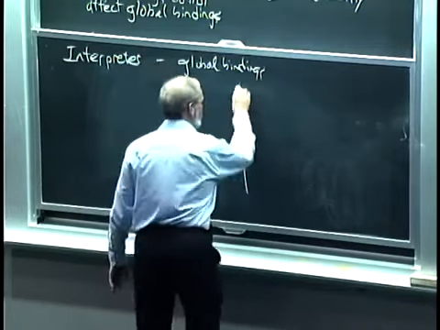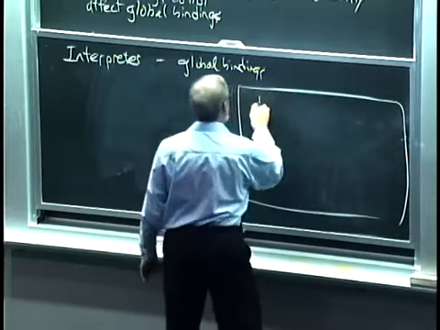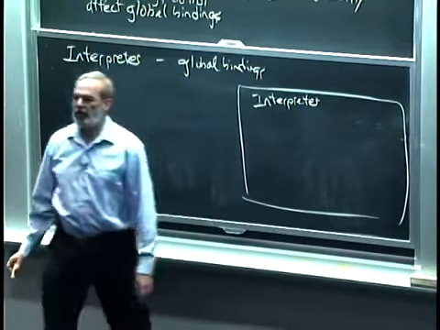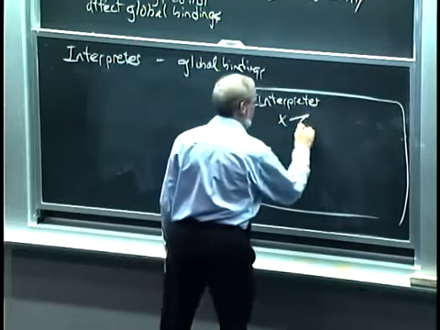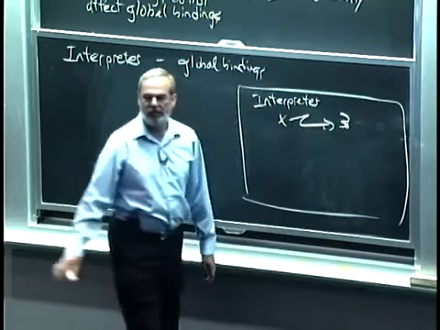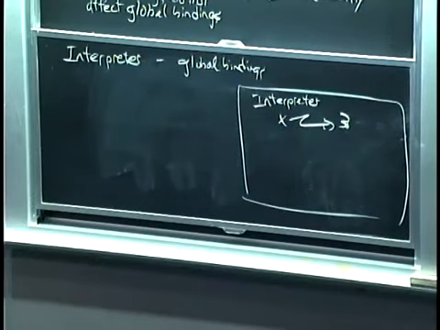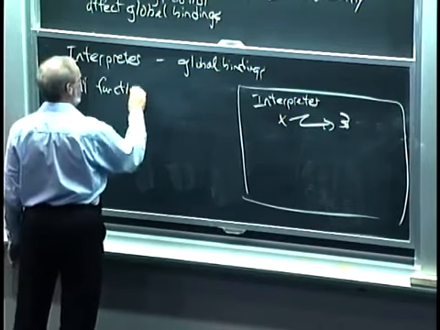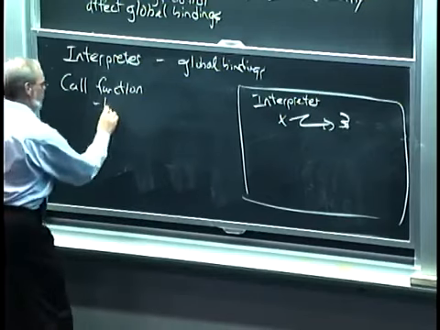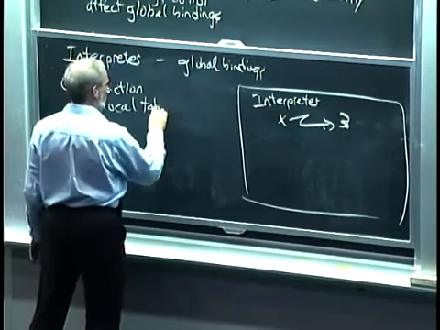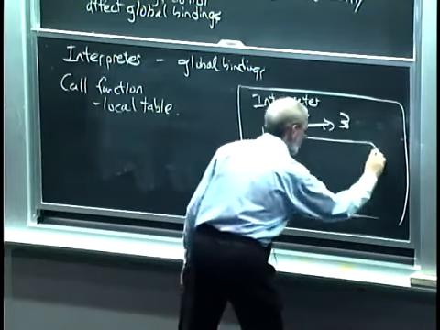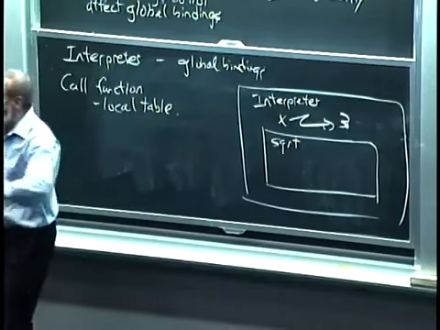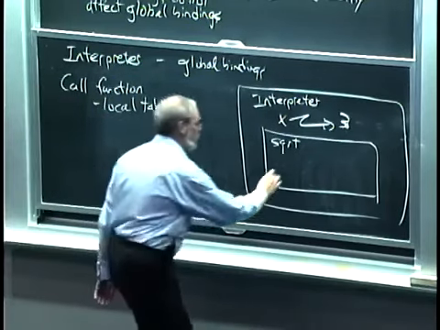And I'm going to draw a little chart here. Think of this as the world of the interpreter. In that, I've got things like x. It's bound to the value 3. When I call or invoke a function, think of it as creating a local table. And inside that local table, I bind the formal parameter.